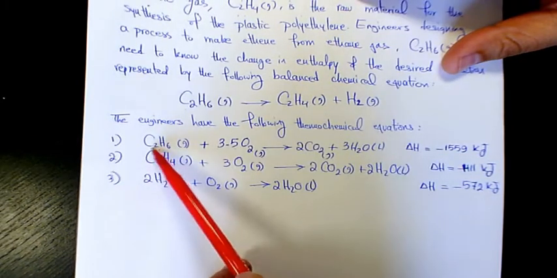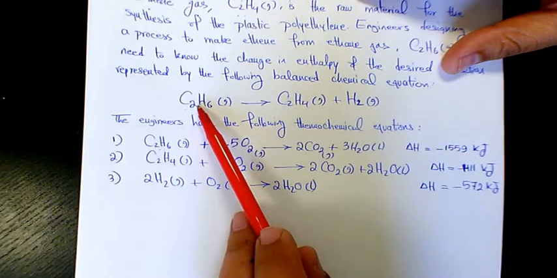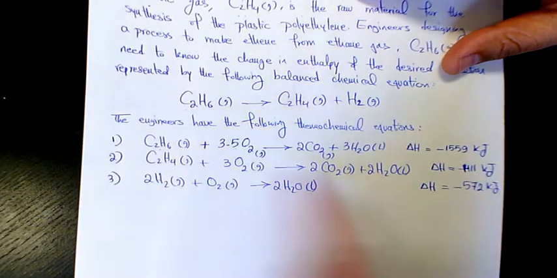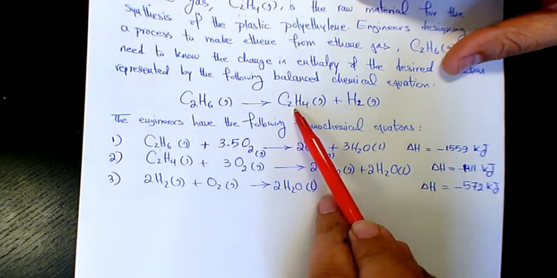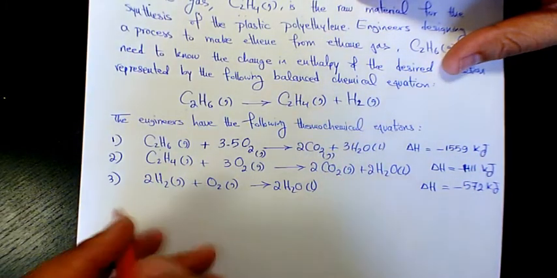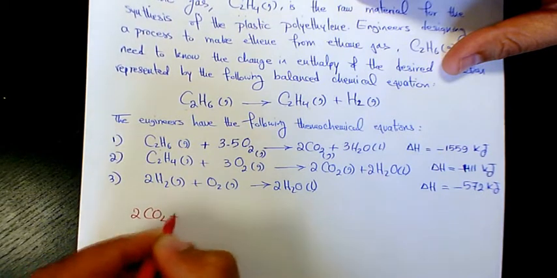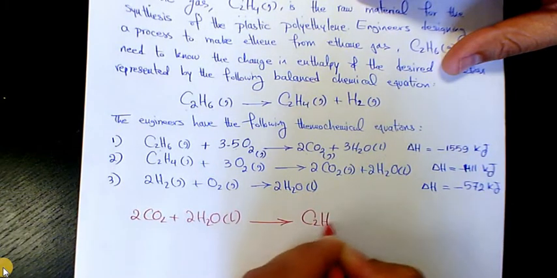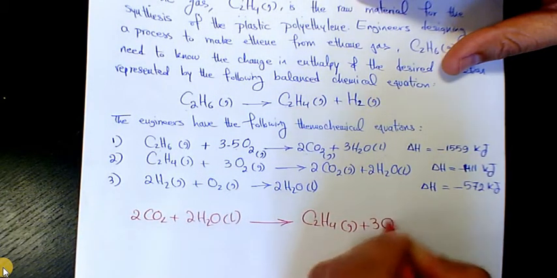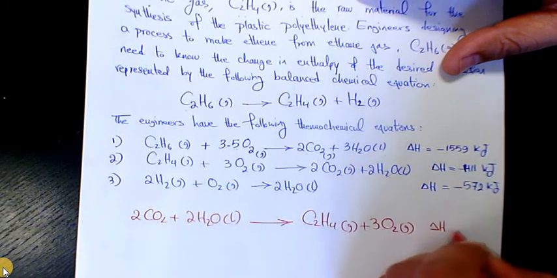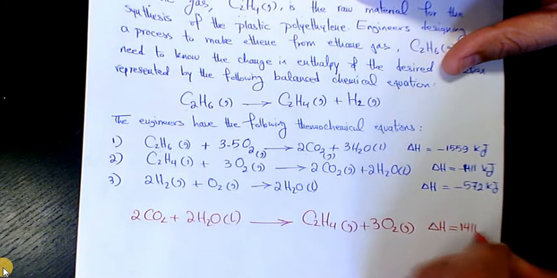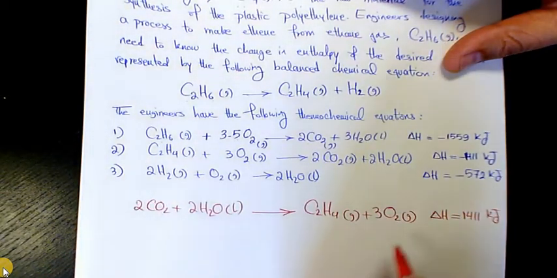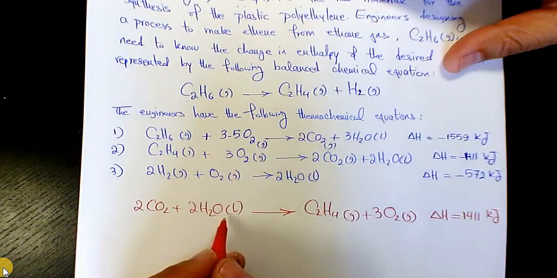So in order to get to this overall reaction, let's look at this here. First of all, we have ethane in here. That's good. But what about here? This one is supposed to be reversed because we have ethylene gas in the product side. So I need to reverse this one. So it's 2 CO2 plus 2 H2O liquid is going to give us C2H4 gas plus 3 O2 gas, and delta H equals 1411 kilojoules. And it's in liquid. That's good.